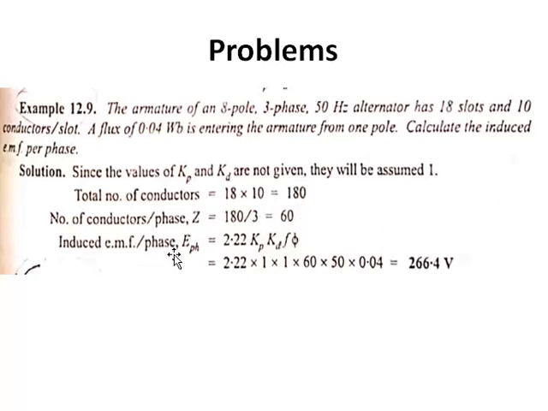Now what is the equation? E phase is equal to 2.22 kp kd f into phi into Z. Z is missing, so we have to put that. Now we put 2.22, 1 is the kp, kd is 1, Z is 60, and frequency is 50 Hertz. Phi is given as 0.04 Weber. So we get the E phase as 266.4 volts.